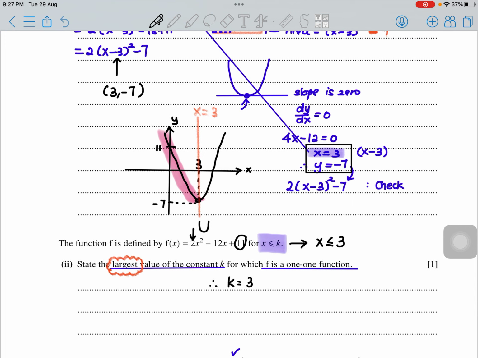Do not write k is less or equal to 3. It's a pitfall. This is wrong. Don't do this.